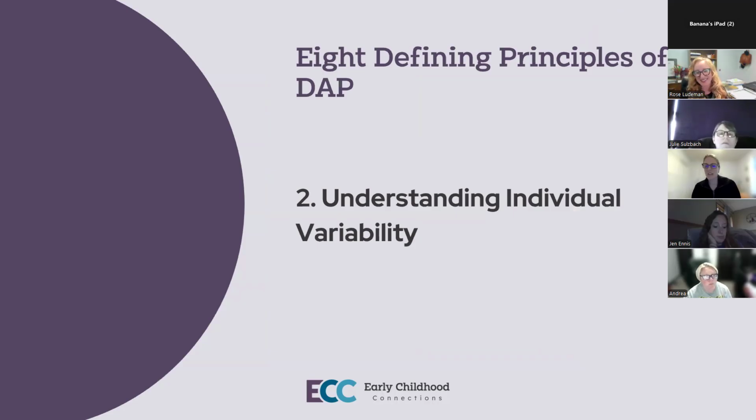Okay, awesome. So the next one is understanding individual variability. And this is the idea that each child is unique. And so we want to be considering our individuals. As we talked about in the previous one, we want to be using developmentally appropriate practices to understand their readiness, but also understand their learning interests as well as their abilities and their profile as a learner.